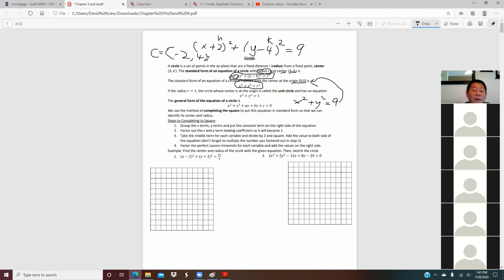So sometimes I tell students that if you want to know the center of a circle, you just take the number and do the opposite. Opposite means plus becomes minus, minus becomes plus. Okay, so that is the center. What is the radius for this case? Do you know what the radius is for this case?